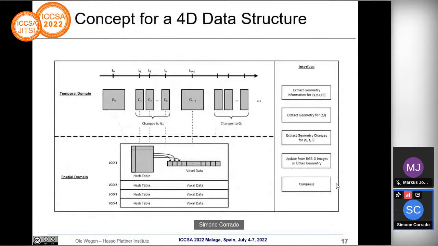Here you can see an abstract overview. In the temporal domain, we store the base geometry and changes to the base geometry. In the spatial domain, we store a sparse voxel field using hash tables, and this voxel field is also decomposed into different levels of detail or different granularity levels. And then we have to provide an interface for data access, integration of new data, compression, and so on.